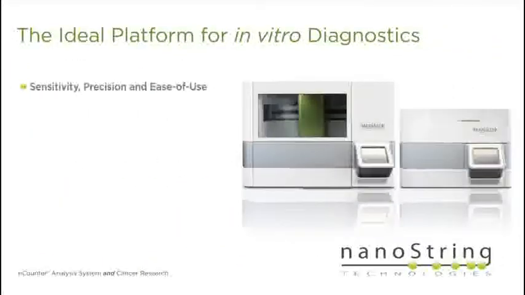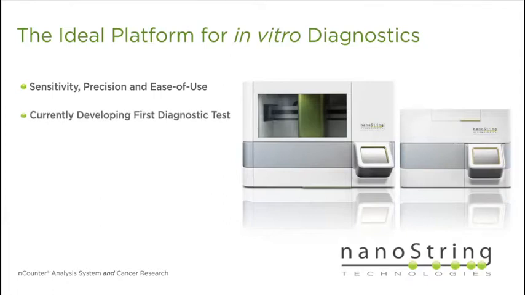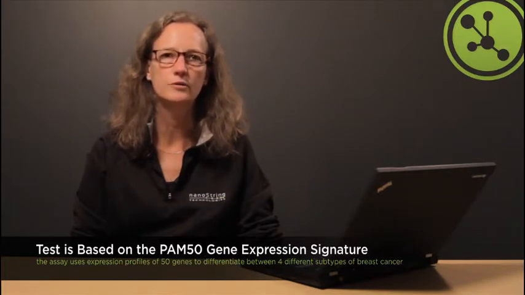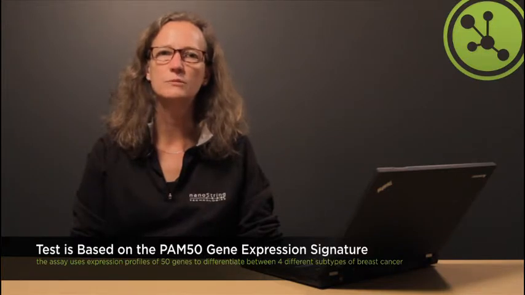The sensitivity, precision, and ease of use of the assay make the nCounter platform ideal for in vitro diagnostics. We're currently developing our first diagnostic test, a breast cancer intrinsic subtyping assay. The test is based on the PAM50 gene expression signature, which was originally developed by Chuck Perou and colleagues using DNA microarrays. The assay uses the expression profile of 50 genes to differentiate between 4 different subtypes of breast cancer. The positive results of our first clinical trial were announced at the San Antonio Breast Cancer Symposium last December.